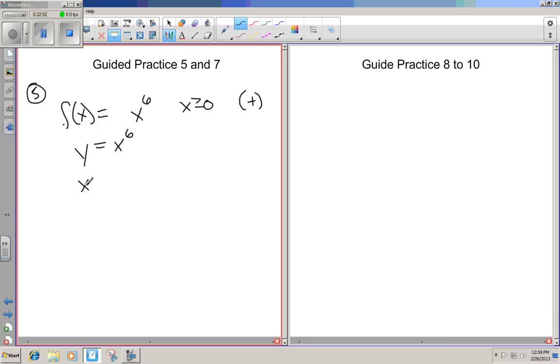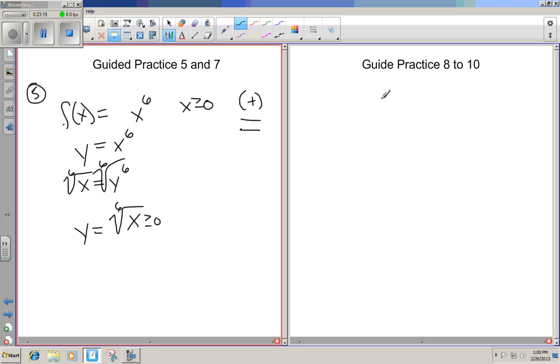Switch the variables. And solve for x. Sixth root. y equals the positive sixth root of x. So that's how that domain is set up. Remember, if it's asking for domain, the x value has to be greater than or equal to 0.